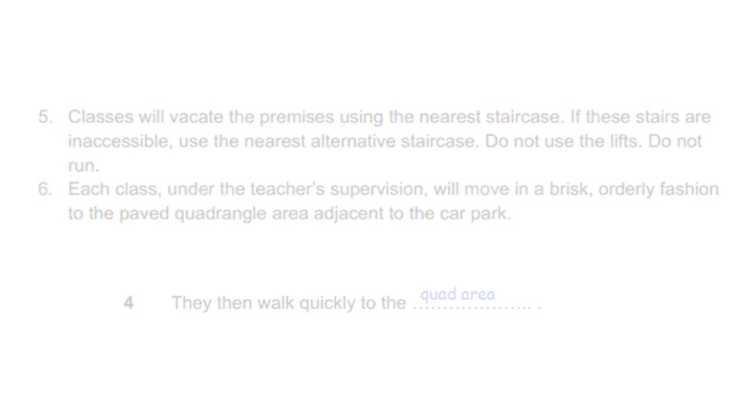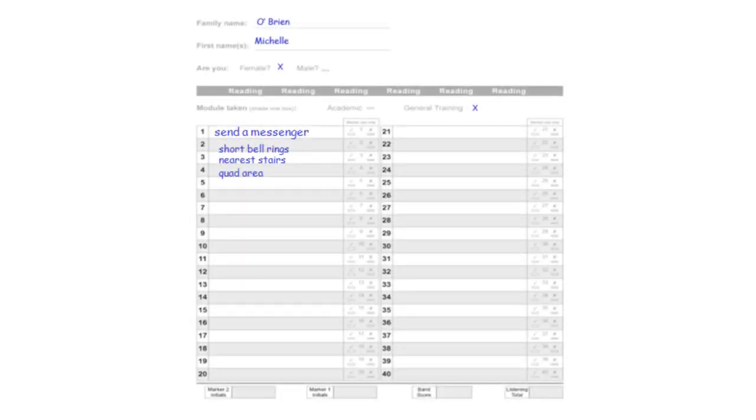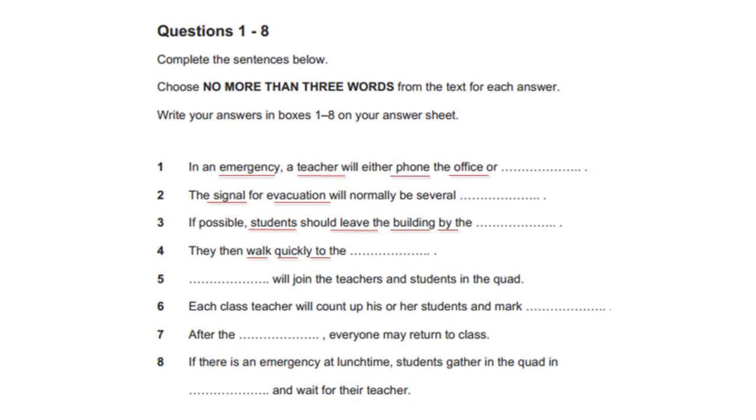So here we can see that the missing words are quad area or quadrangle area. So if you can go to your answer sheet and write quad area or quadrangle area for the fourth answer, and then simply go back and read the fifth question. For question 5, you need to complete the following sentence. Something will join the teachers and students in the quad area.